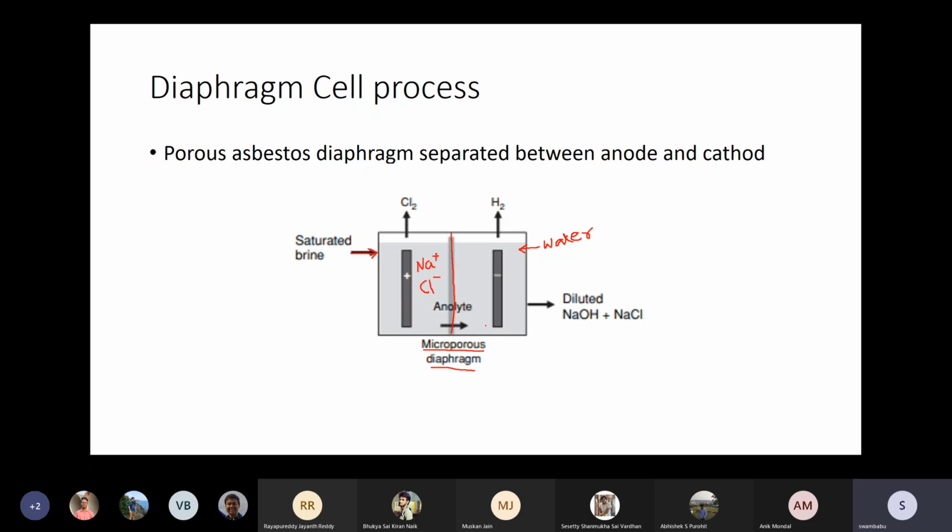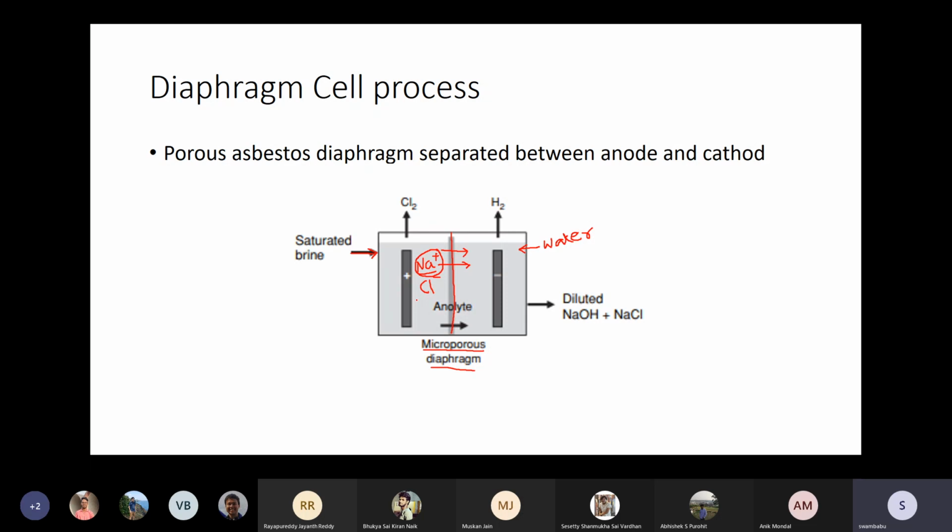By selectively choosing this porous diaphragm membrane, it is supposed to allow only sodium ions through. The pore size is selected such that it will allow Na+ ions because of this charge difference.